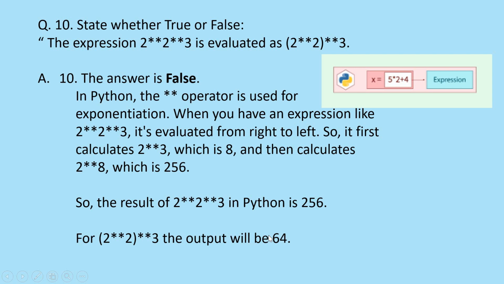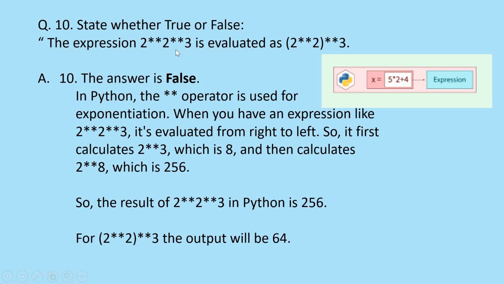Number 10, state whether true or false. The expression 2**2**3 is evaluated as (2**2)**3. Are they same? True or false? The answer is false. Why? In Python, the ** operator means exponentiation. It is used when you have an expression like this. It is evaluated from right to left. So it first calculates this part, 2**3.